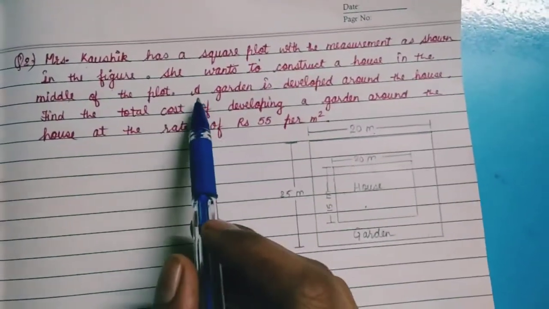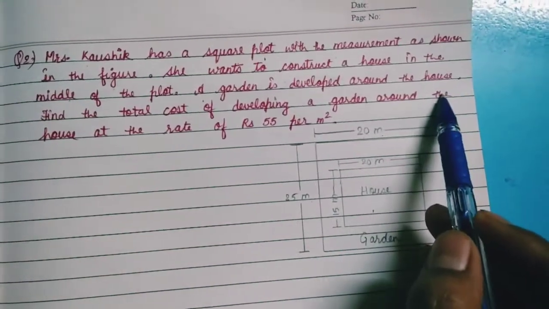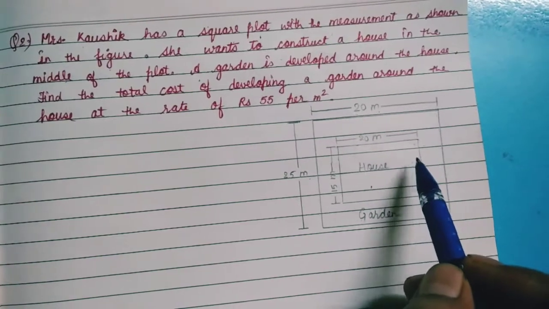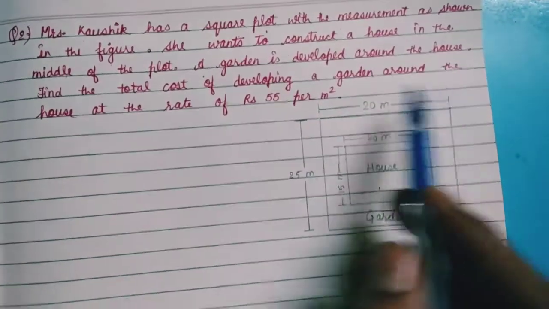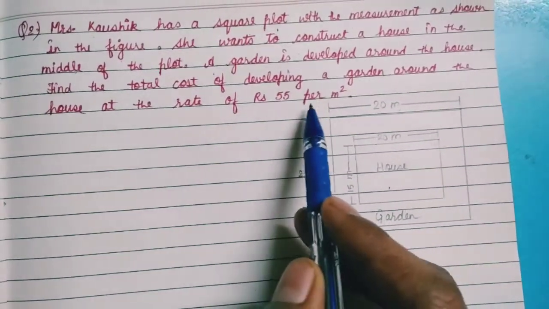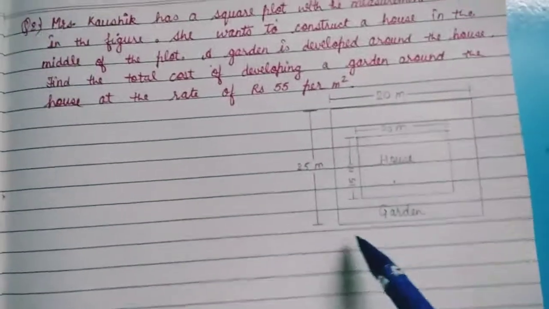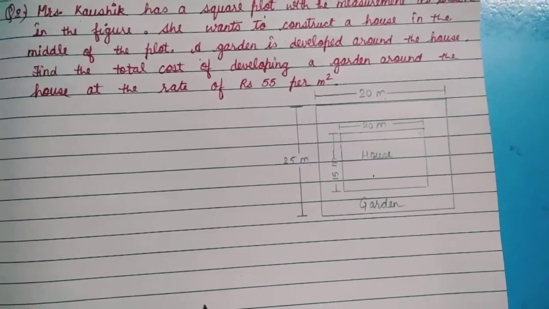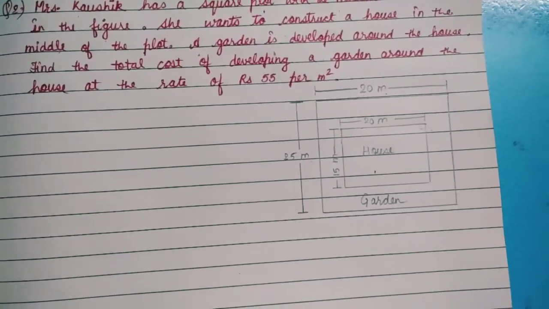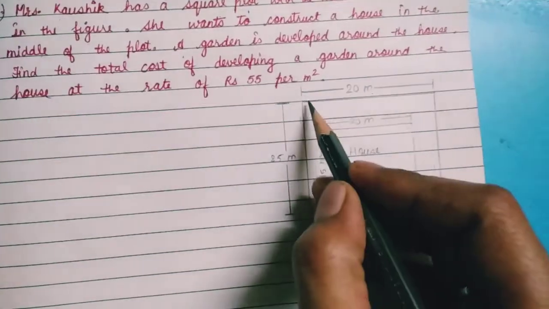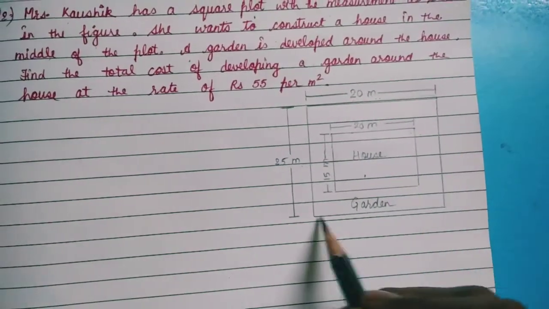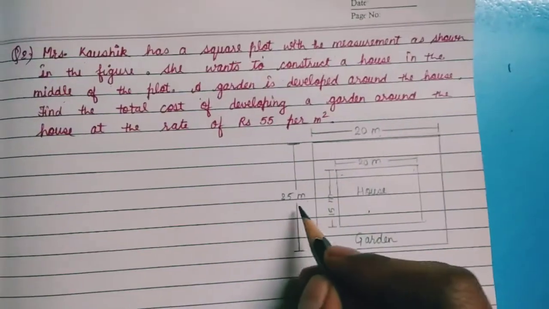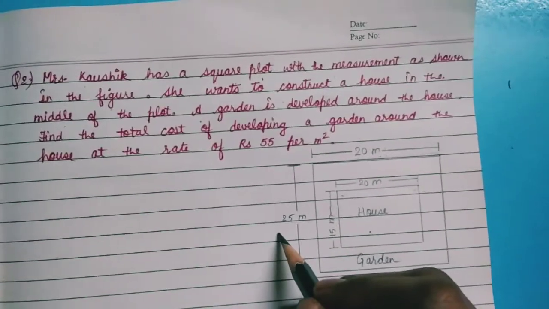A garden is developed around the house, all over the boundary of the house. Find the total cost of developing the garden around the house at the rate of rupees 55 per meter square. So first of all, we need to find the area of the garden. This is the total plot, which has length 20 meter and breadth 25 meter. According to the measurement, the plot is not a square, it is a rectangle.